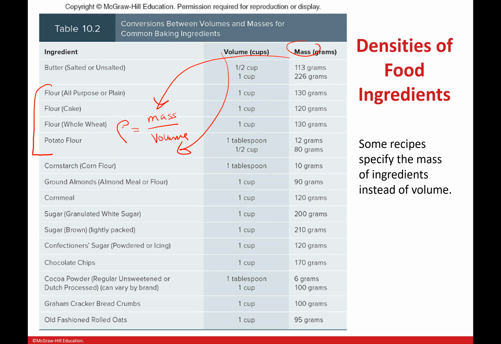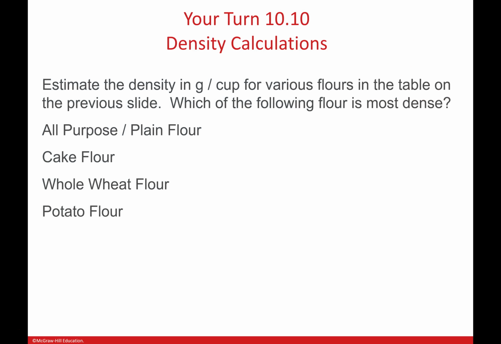Okay, Taylor, what will the units of our densities be then, if I take this mass and divide it by that volume? Grams over cups. Yep, we're going to end up with grams over cups. Perfect. So, Autumn, what would the density be for the first flour, the all-purpose plain flour? 120 grams per cup. Perfect. What about the cake flour?